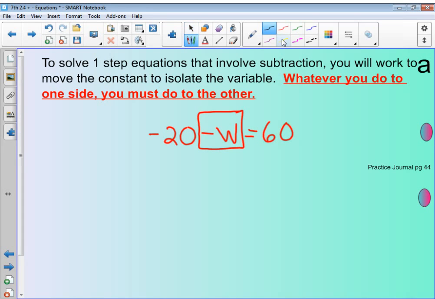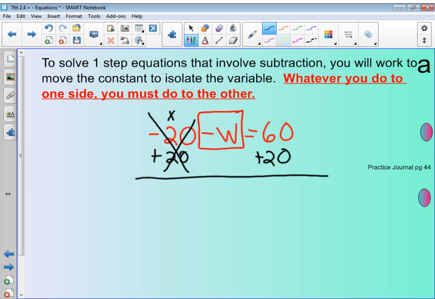Well, then I'm going to go ahead and do the opposite of negative 20, which would be plus 20. Okay, that's gone. Plus 20. Okay, so now when I subtract this out, I end up with a negative W, and yes, the negative is still there, equals 60 plus 20 is 80.